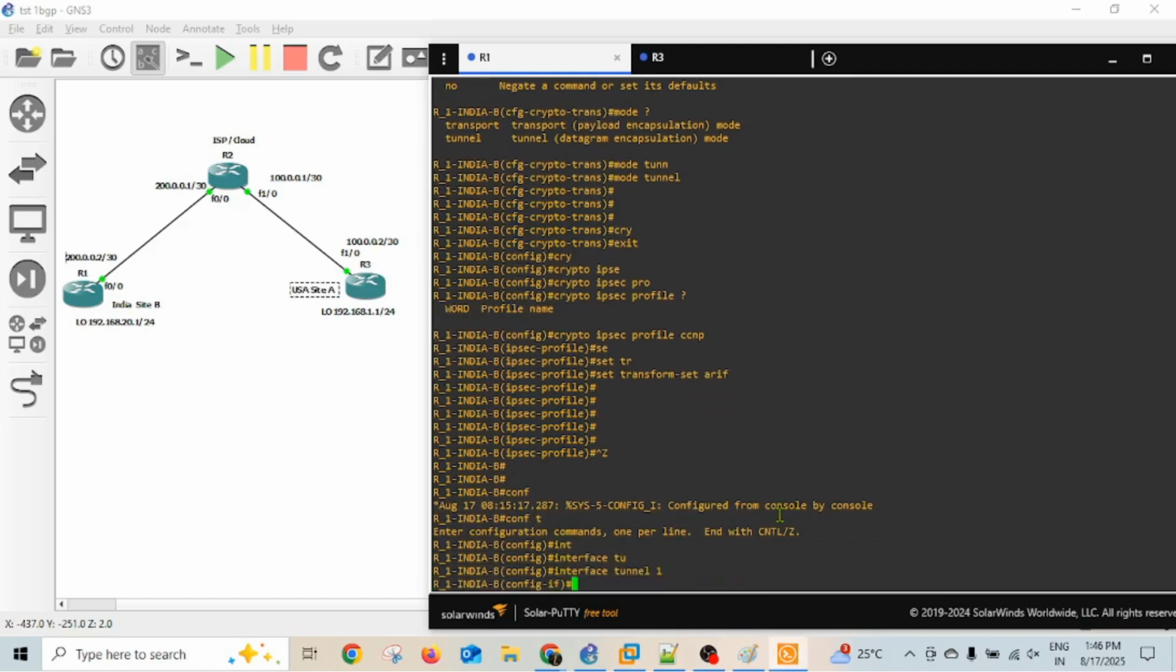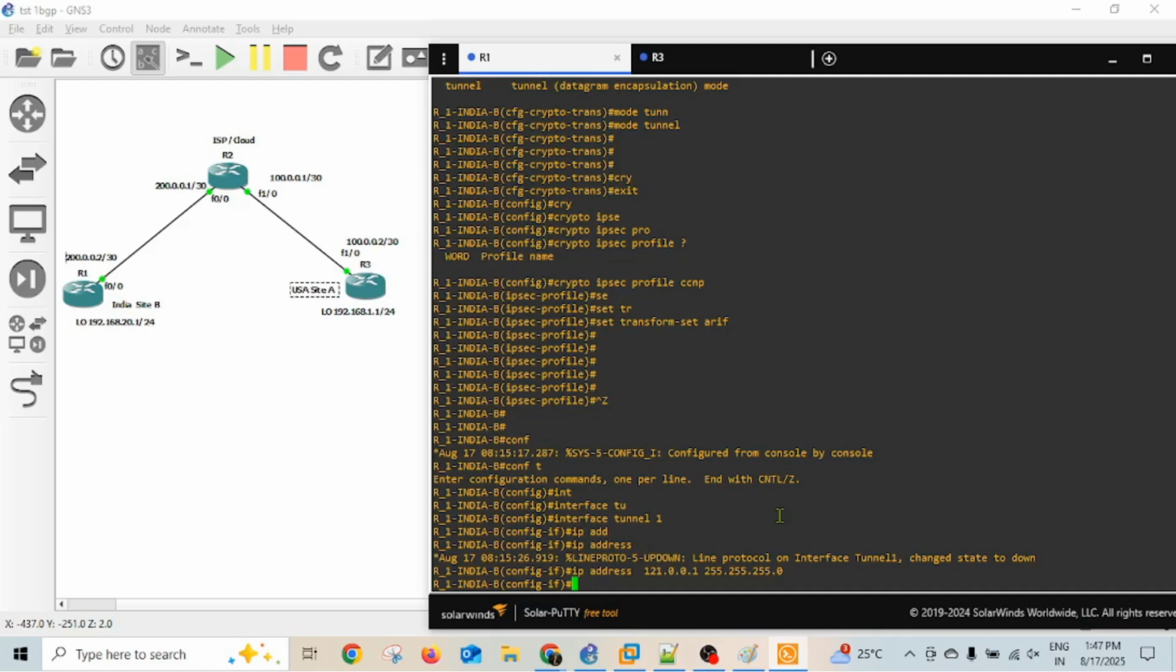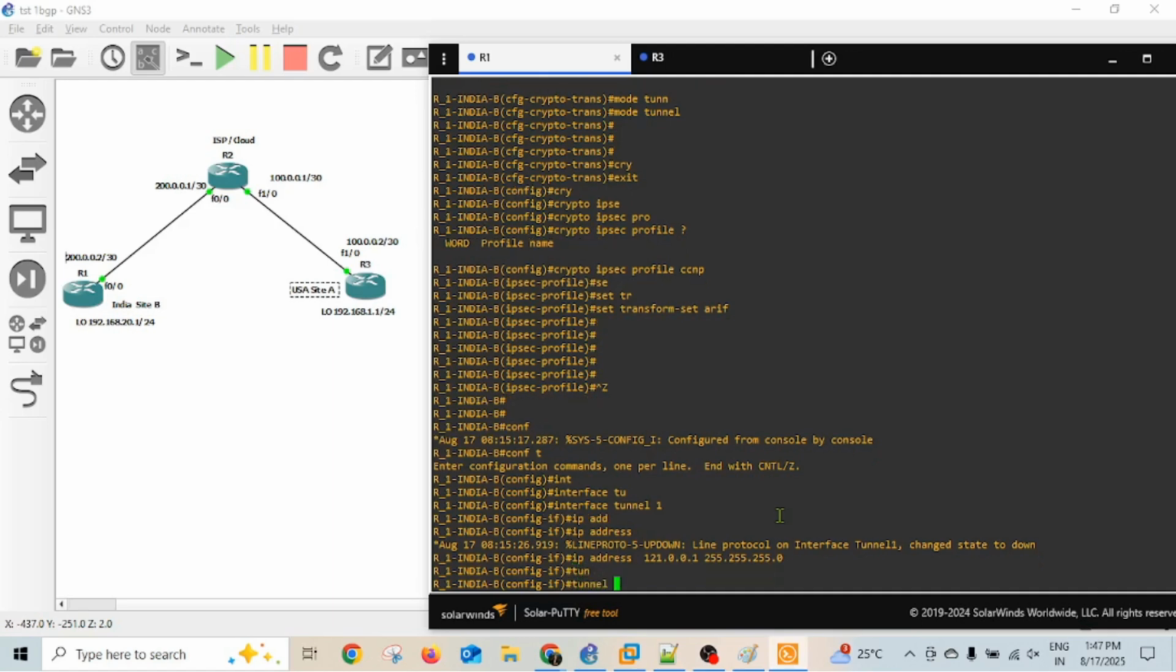So interface tunnel 1 IP address. So tunnel, you can choose accordingly as per your requirement. I'm just using the tunnel IP 121.0.0.1, and the mask 255.255.255.0. So I have 254 hosts. Okay, so I have configured tunnel and IP address and tunnel source.